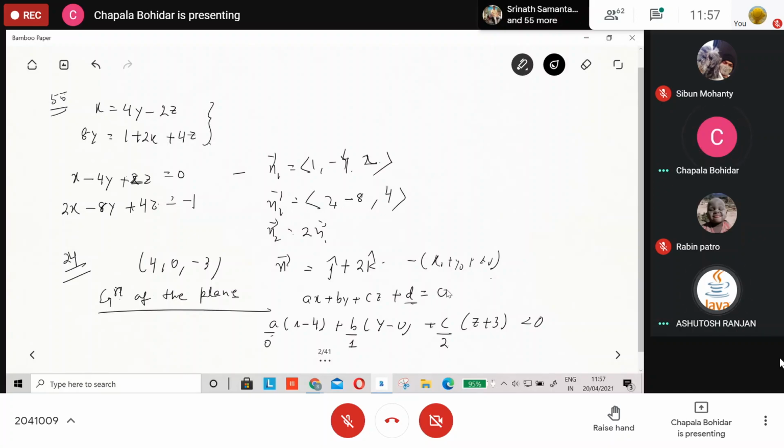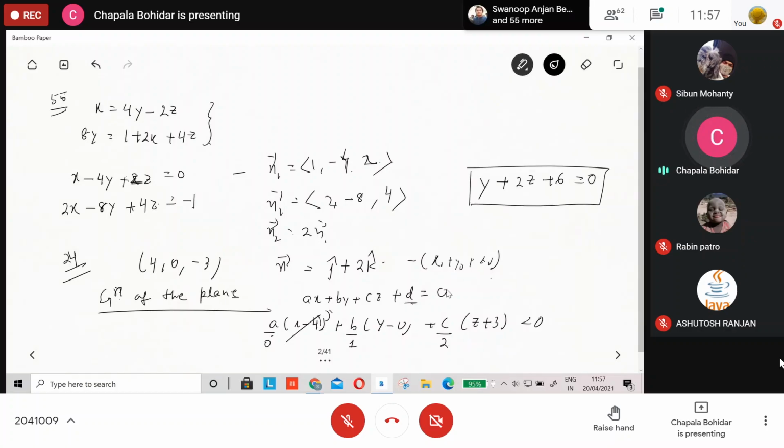So we get y plus 2z plus 6 equal to 0. Clear? Yes, ma'am. That is the equation of the plane. Short questions like these you may get.